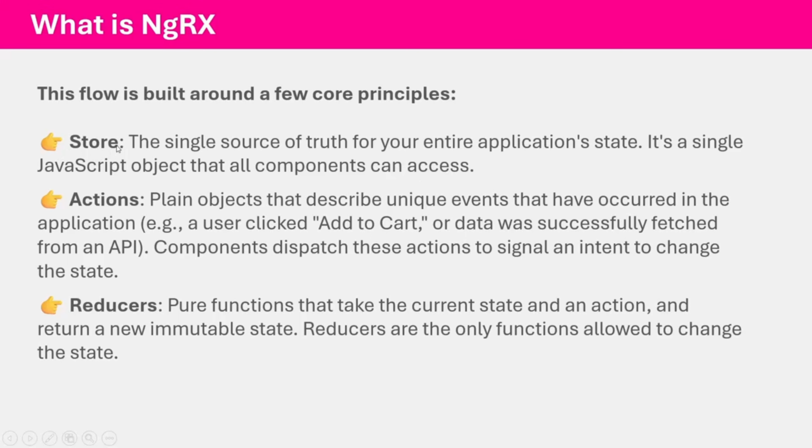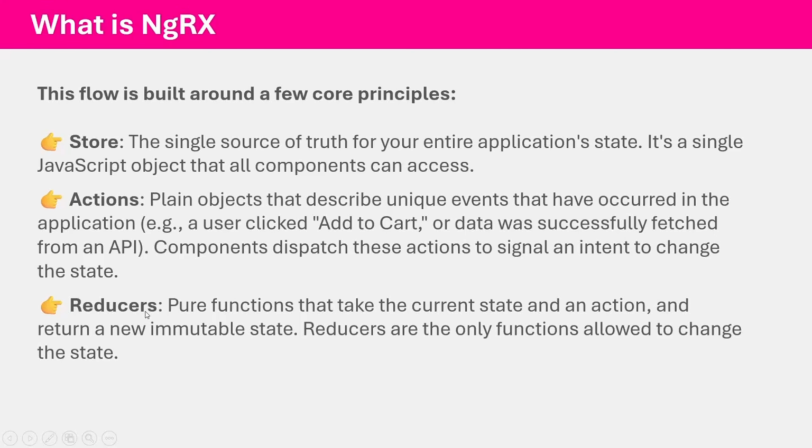Then we have actions. Actions are plain objects that describe unique events that have occurred in the application. For example, when the add to cart button is clicked or when the data is successfully fetched from the backend API. So an action tells that something has happened. You can think of an action like an event. And that event gets handled. When that action is dispatched, it gets handled by the reducers or effects, based on what type of action we are handling.